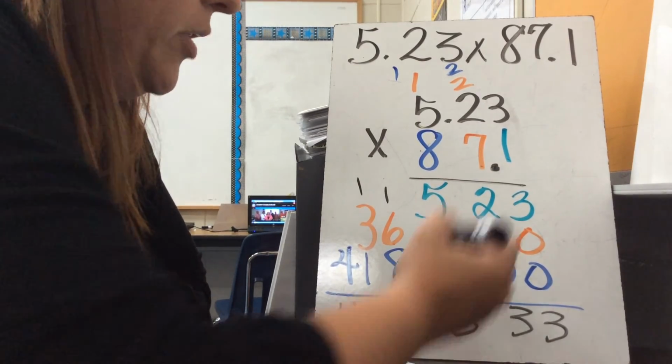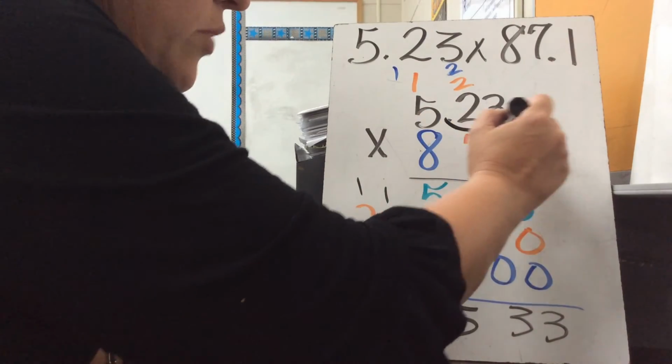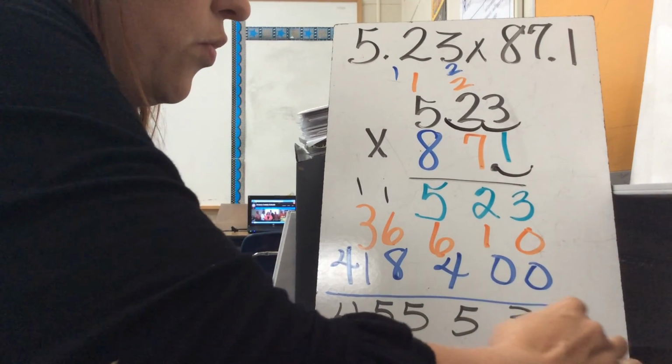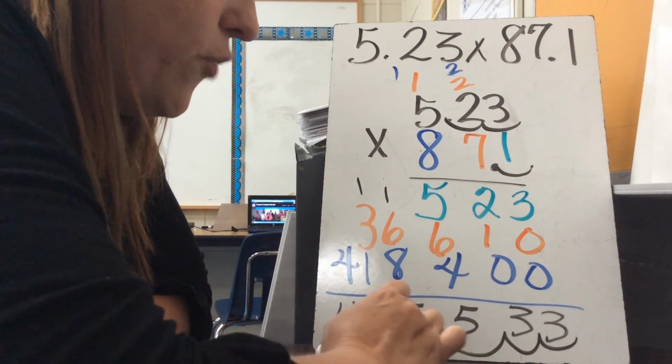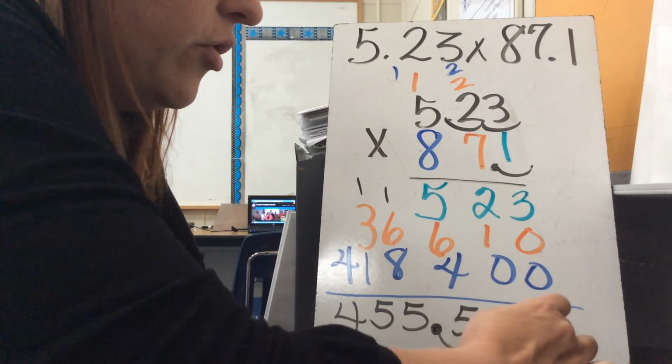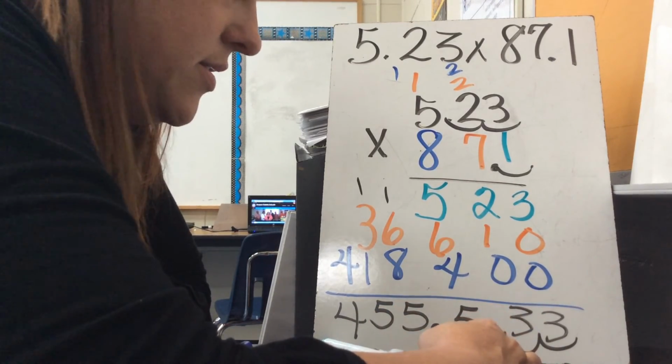Now I've got to go and put my decimal in, so I'll count the places. 1, 2, 3, 1, 2, 3. So my product is 455 and 533 thousandths.